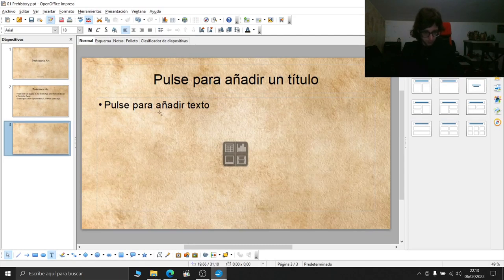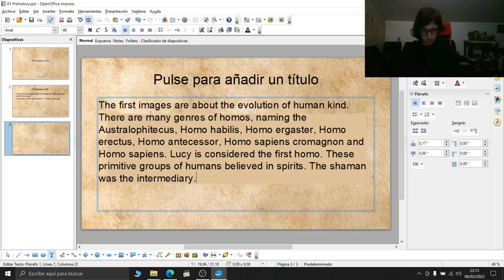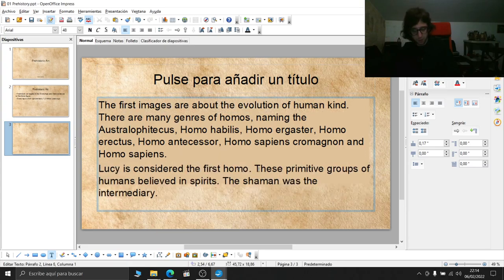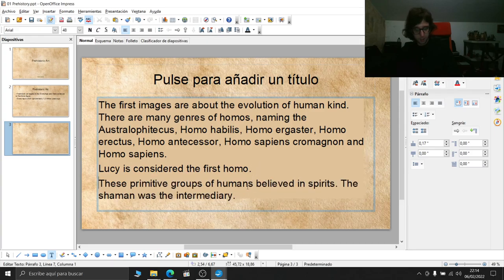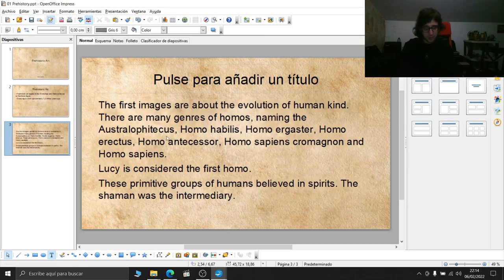Okay, let's see this. The first images are about the evolution of humankind. There are many genera of Homo, namely the Australopithecus, Homo habilis, Homo ergaster, Homo erectus, Homo antecessor, Homo sapiens Cro-Magnon, and Homo sapiens. Lucy is considered the first Homo. These primitive groups of humans believed in spirits. The shaman was the intermediary.